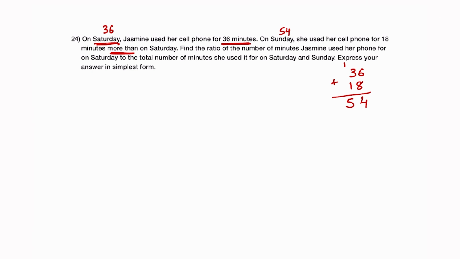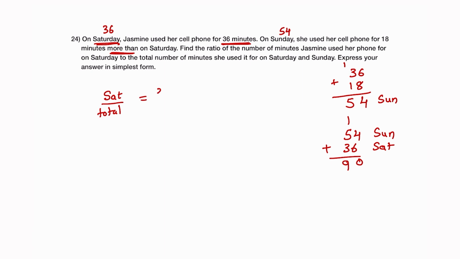Find the ratio of the number of minutes Jasmine used her phone for on Saturday to the total number. So we need the total here. Do we have the total? No, we just have this for Sunday. So the total is going to be 54 for Sunday and 36 for Saturday. So we add it. That's 0, 1 carry, and that's 9. So the total is 90.